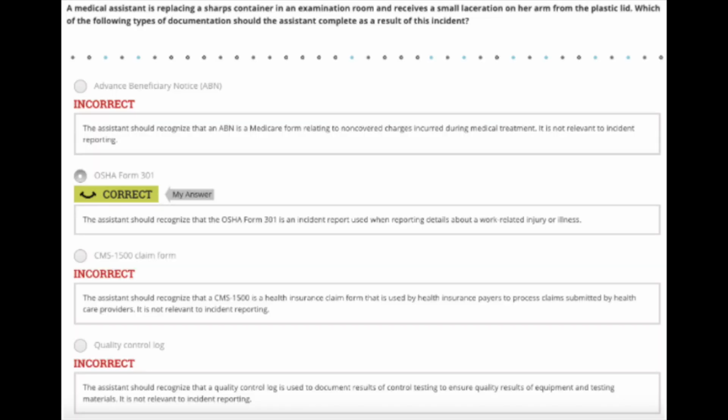A medical assistant is replacing a sharps container in an examination room and receives a small laceration, laceration equals cut, on her arm from the plastic lid. Which of the following types of documentation should the assistant complete as a result of the incident? A is an advanced beneficiary notice, B is an OSHA form 301, C is CMS 1500 claim form, or D is quality control log. The answer for this one is going to be B, OSHA form 301, you guys. You use this to report incidents that happen to you at work.